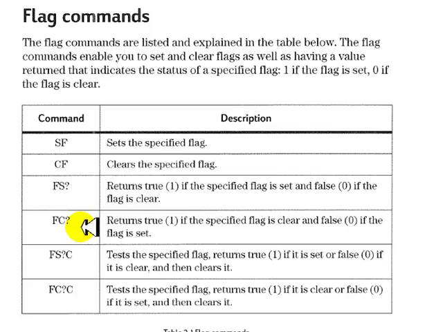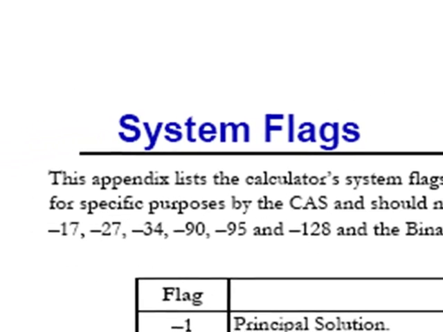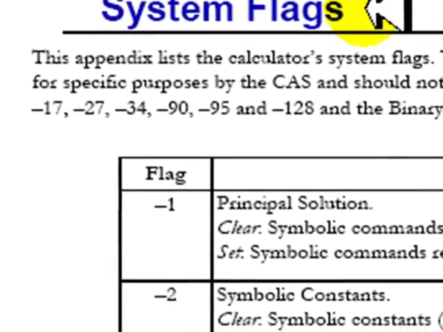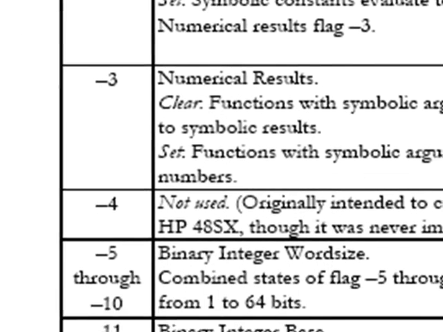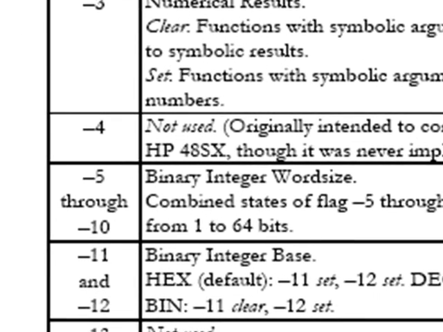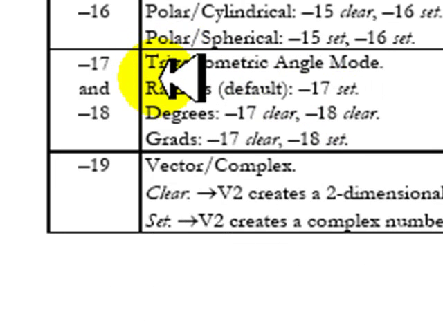Let's use those commands. In Appendix C of the Advanced User Manual, we see a list of all the 128 system flags. All of them are labeled with negative numbers. In particular, in this video, we will concentrate on system flag negative 17, the one that tells the calculator whether we are working in radians or in degrees.